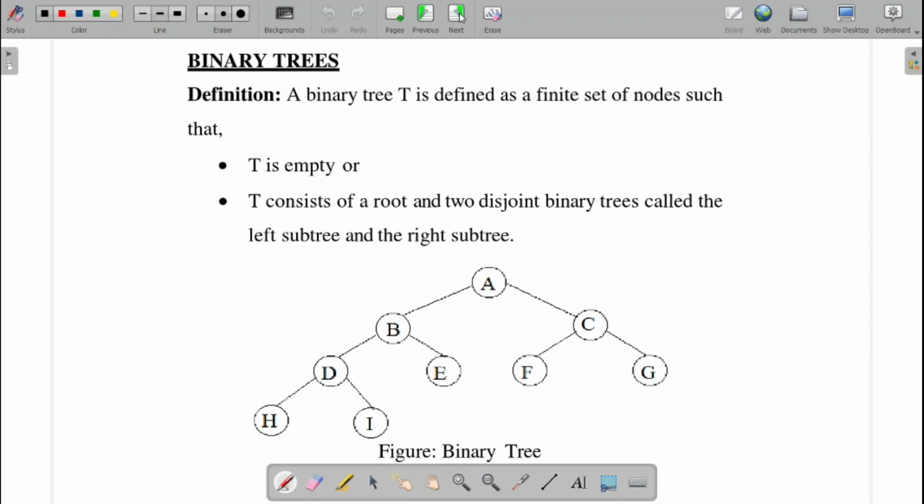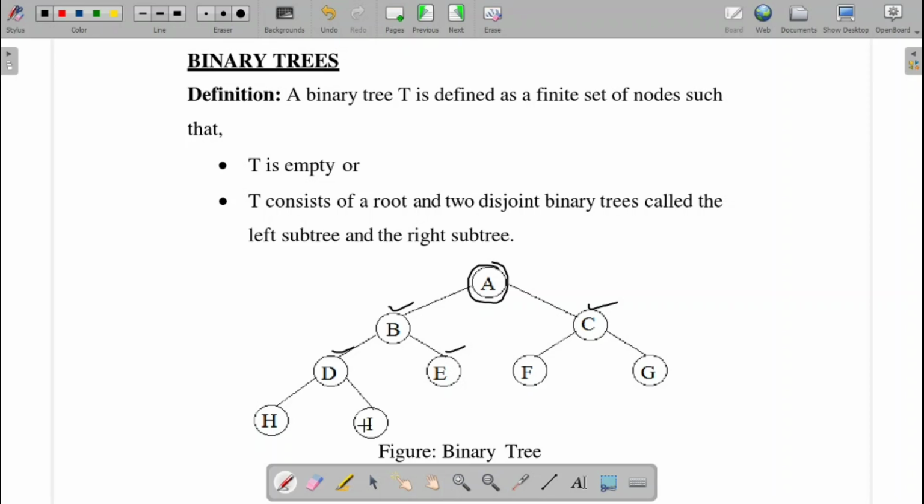So if you observe the diagram which is present over here, each node will have a maximum of two children. If I take the node A, it has two children, B and C. If we take node B, it has two children, D and E. If we take D, it has two children, H and I.